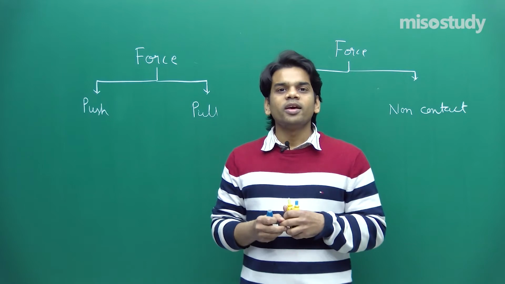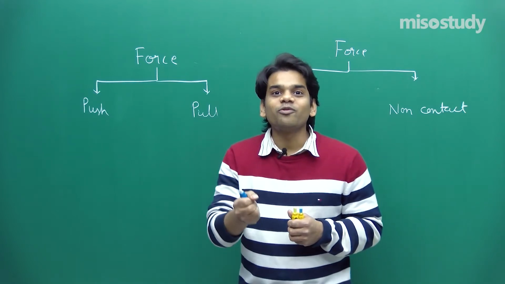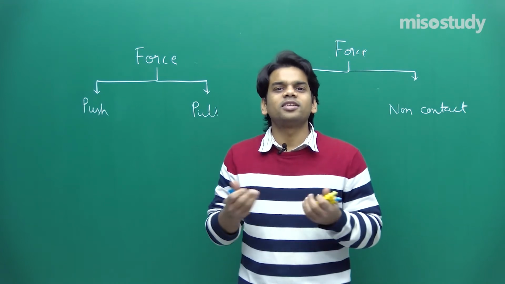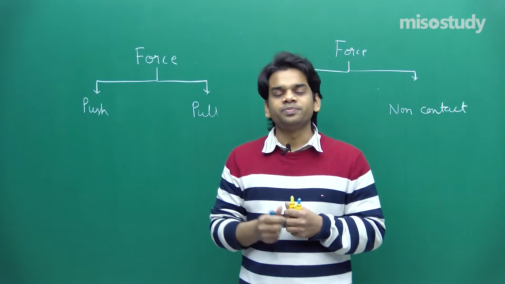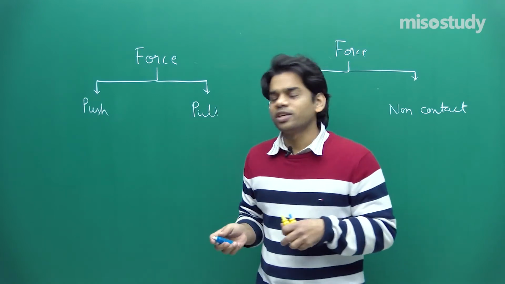Now suppose you are pulling the door, you are actually exerting a pulling effect on the door handle so that the door is opened, or let's say it's closed. If it's open, you can close it again by pulling. So all these are push and pull effects, which you can see. There are several examples which I'm mentioning here.